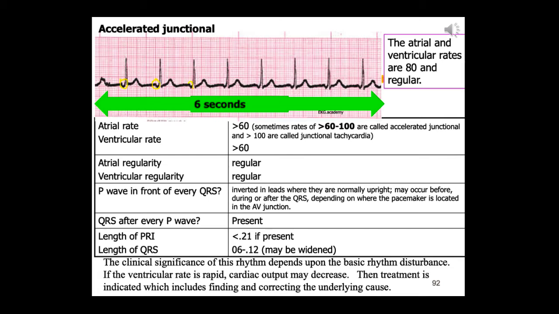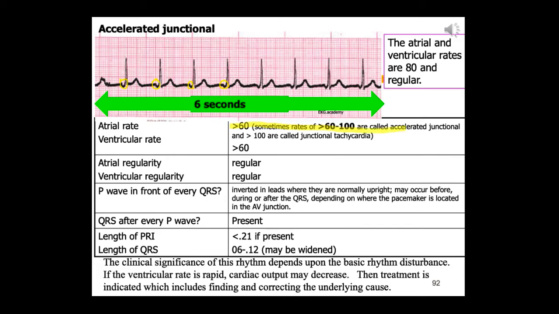There is a QRS after every P wave when present. The PR interval is typically shorter than expected, and the QRS complex is typically normal, although it may look a little wide if the inverted P wave is right on top of it.